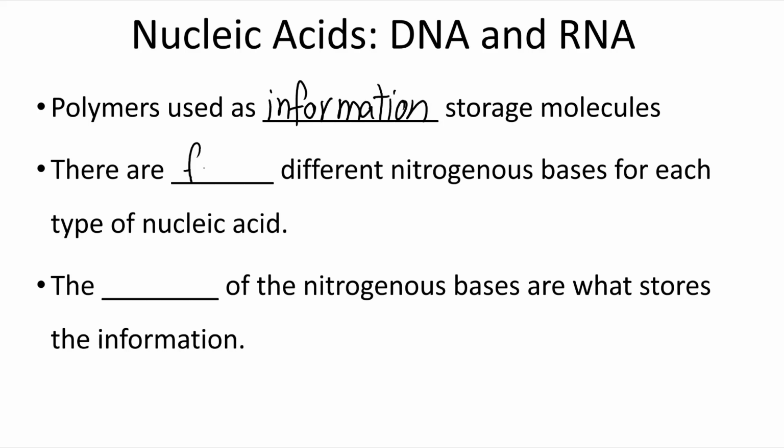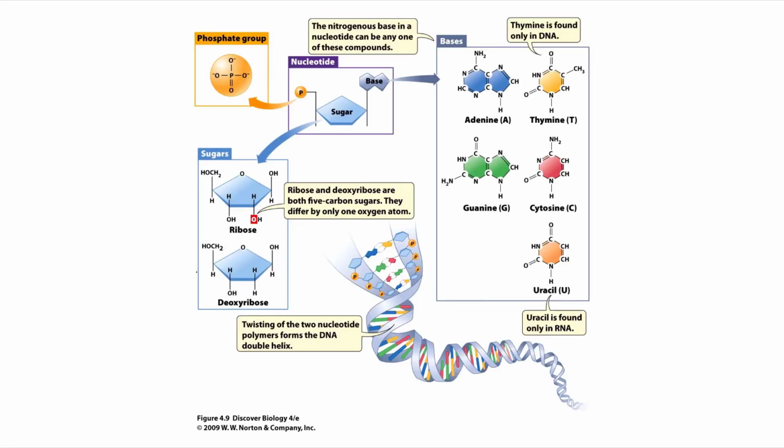There are four different nitrogenous bases for each type of nucleic acid. And you can think of these four different nitrogenous bases as letters. The order of these letters is what stores the information. The order of the nitrogenous bases in the DNA or RNA molecule is what stores information. Now, when we compare DNA and RNA, there are some slight differences. They have a slightly different sugar. They have a different set of which four letters are present.